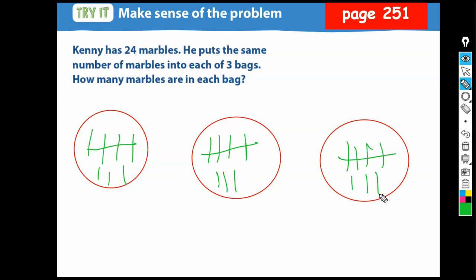Okay, before I do anything else, what's going to be my division equation for this? 24 divided by 3. I need the total first, divided by how many groups I have. So how many groups do I have? 3. And my quotient is how many in each group, right? So how many in each group? 8. So that's what you should have.